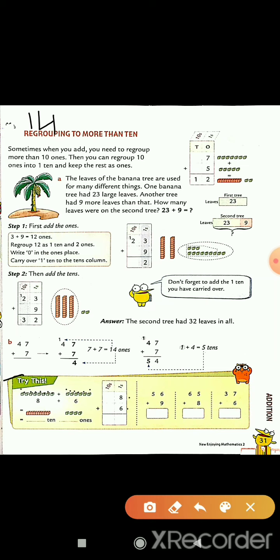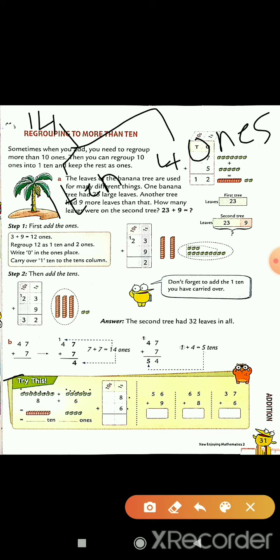We can regroup 14 as 1 ten and 4 ones. So at the place of ones, we can write 4 and 1 is carried to the tens column. As there is nothing in the tens column, directly write 1. So your answer is 1 ten and 4 ones. Got it, students? Next, 56 plus 9.